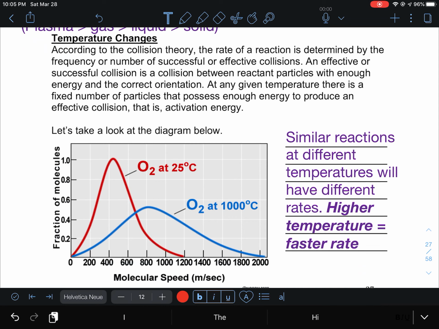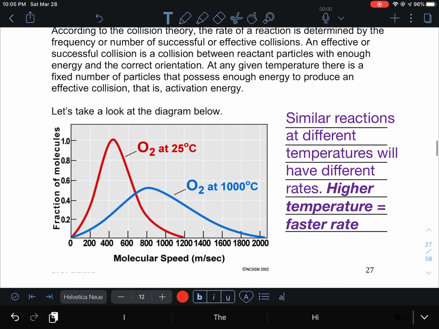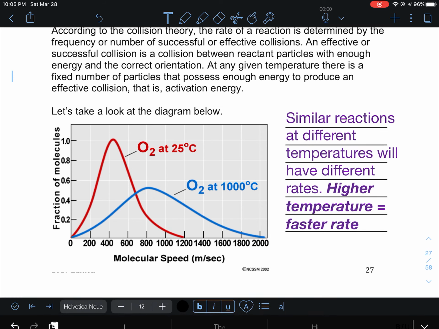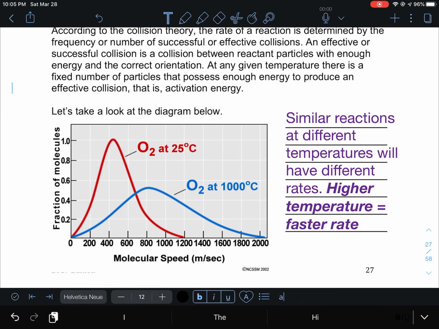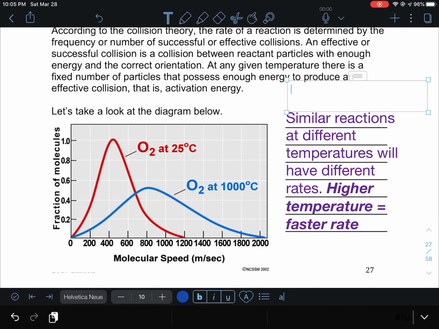Now, temperature changes also will have a high effect because they will impact the kinetic energy requirement. So I want to make a text box over here, just a text box. Impacts kinetic energy requirement.